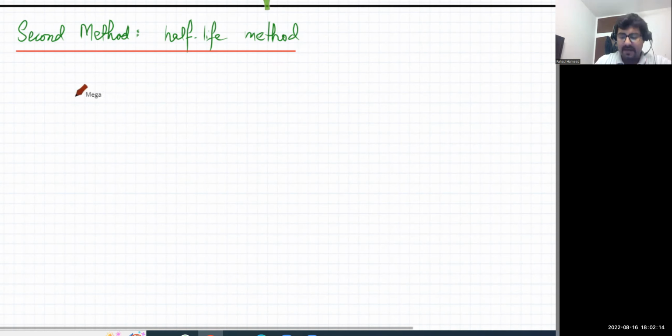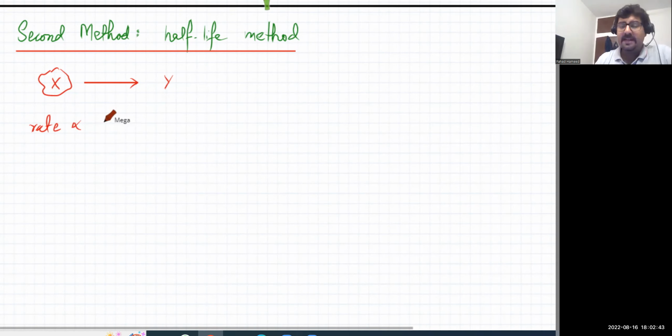So let's say there's a reaction happening. X reacts and ends up producing Y. So there's only one reactant, and that reactant is X. So the rate of the reaction depends on the concentration of X. We don't know what the mechanism is. Remember, when we see a reaction happening, most of the time we don't know what the mechanism is.